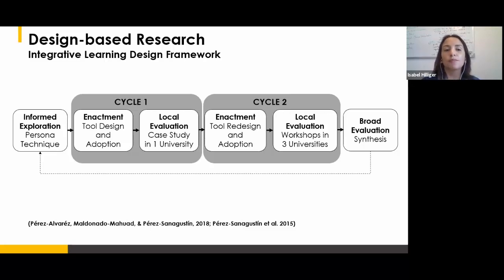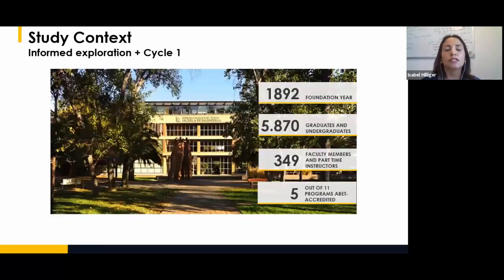Considering that I'm only presenting part of the study that we have done concerning this project, I'm going to focus particularly on the informed exploration phase and cycle 1. This phase and this first cycle were conducted at Pontificia Universidad Católica de Chile, the institution where I work and also do my research. It has about 6,000 undergraduate and graduate students, and about 350 between faculty members and part-time instructors.